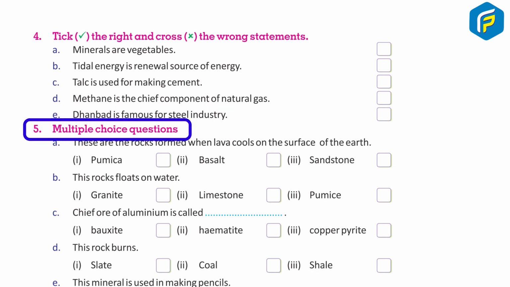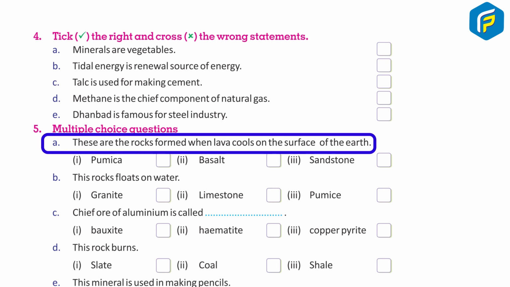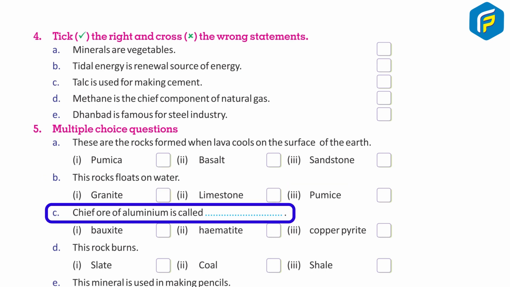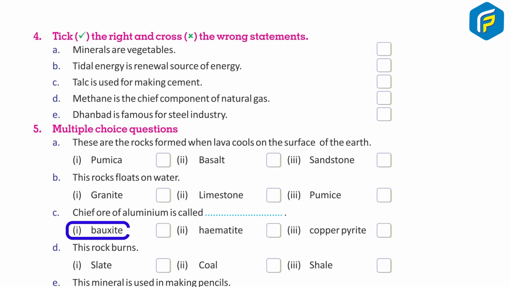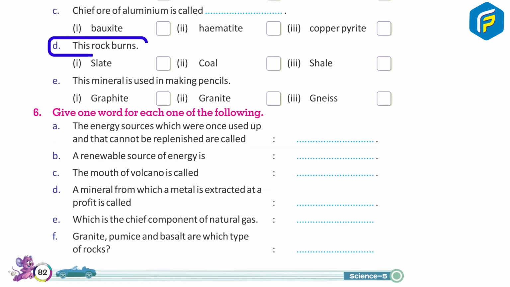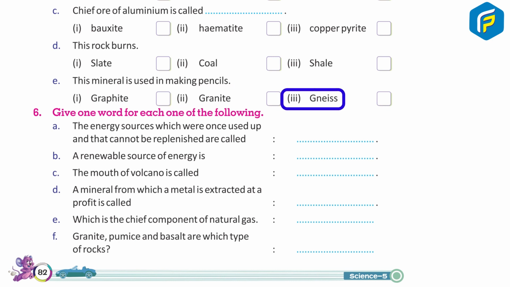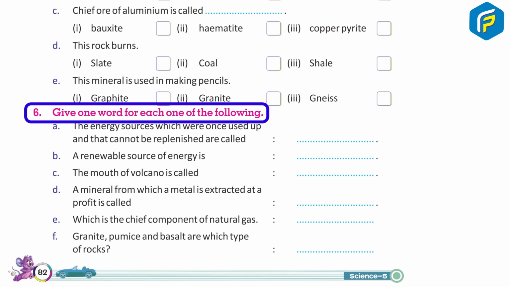5. Multiple choice questions. A. These are the rocks formed when lava cools on the surface of the earth. 1. Pumice. 2. Basalt. 3. Sandstone. B. This rock floats on water. 1. Granite. 2. Limestone. 3. Pumice. C. Chief ore of aluminium is called 1. Bauxite. 2. Hematite. 3. Copper pyrite. D. This rock burns. 1. Slate. 2. Coal. 3. Shale. E. This mineral is used in making pencils. 1. Graphite. 2. Granite. 3. Gneiss.